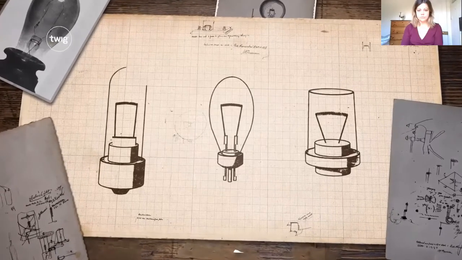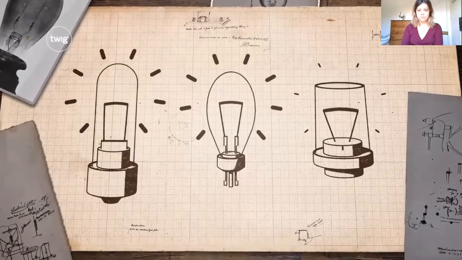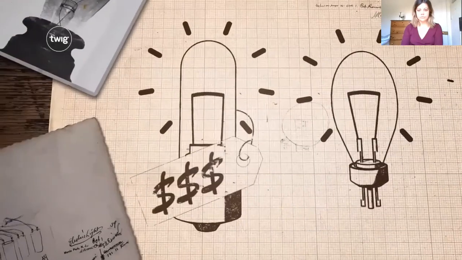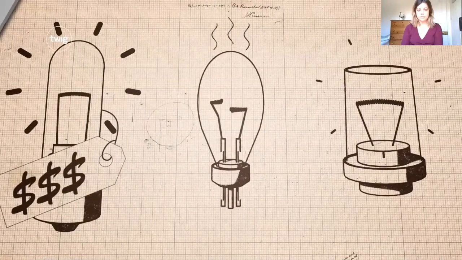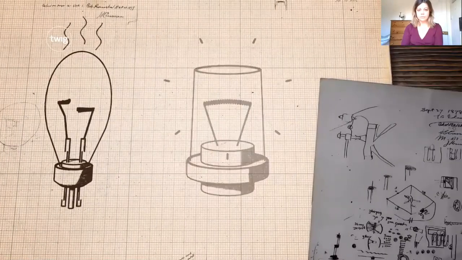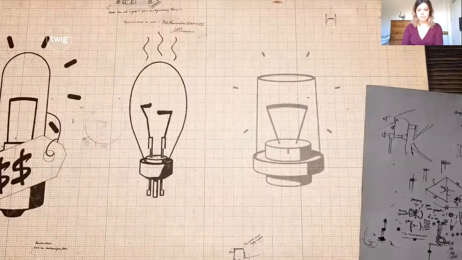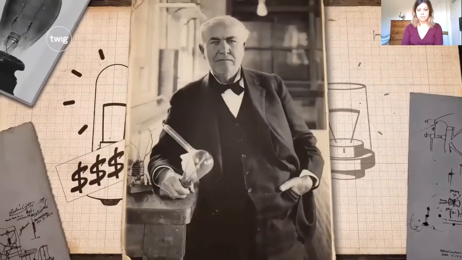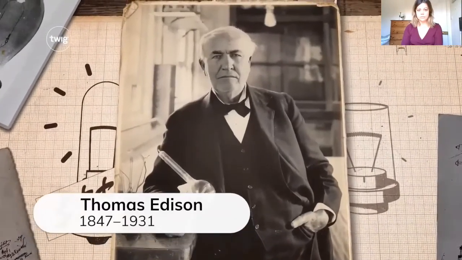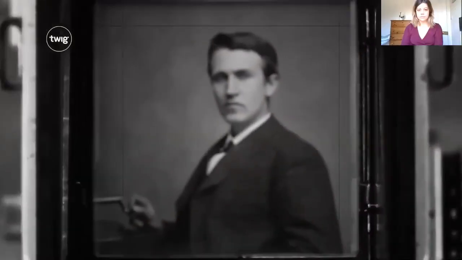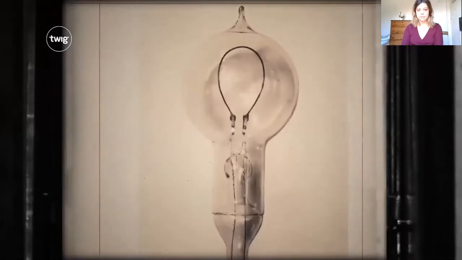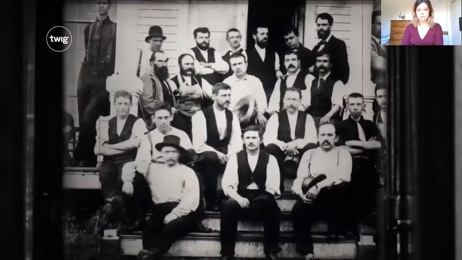But the first light bulbs didn't quite work out. Some were too expensive. Some didn't last long before breaking. And some just weren't that bright. Enter hotshot American inventor Thomas Edison. In 1878, he started work on a new and improved light bulb with the help of his own personal research team.